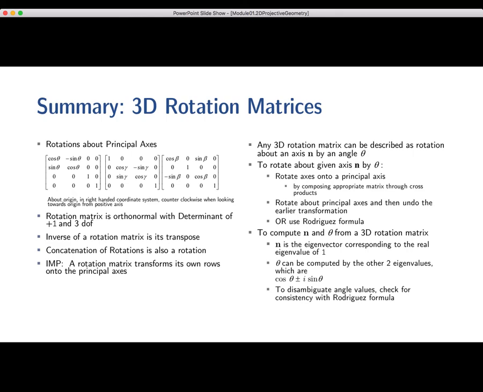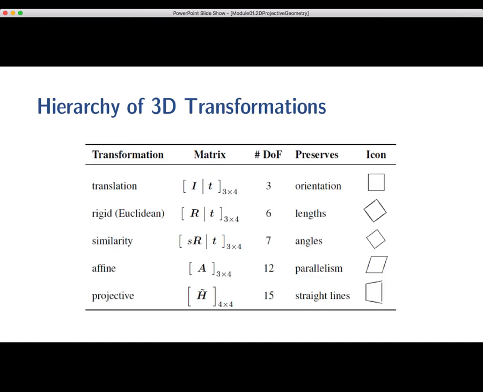All right. Last thing here. Like we talked about hierarchy of transforms in 2D, we can also talk about hierarchy of transforms in 3D. So this is an equivalent table of what I showed you in 2D. The first group is translation, which is I pipe T, but this is now 3 by 4 rather than 2 by 3. In the previous case, this has 3 degrees of freedom. Why? Because the translation vector now has 3 values and orientations are preserved like before.